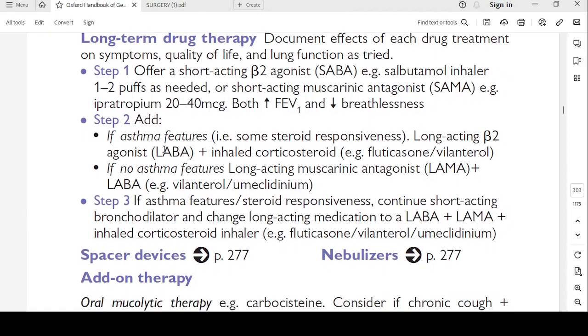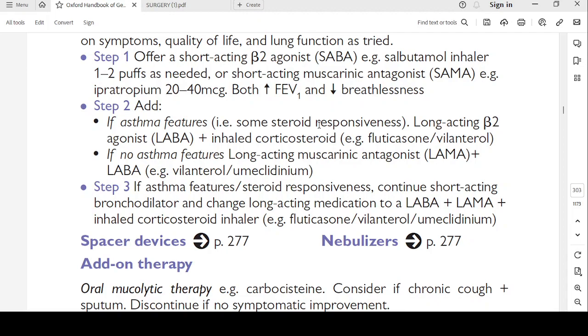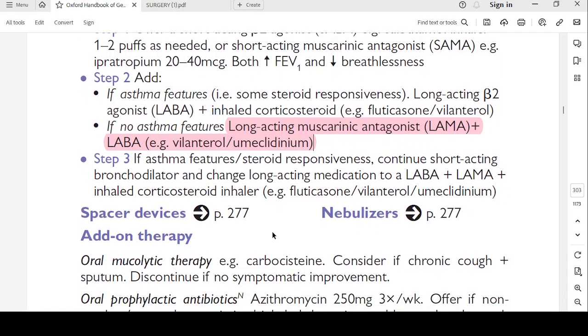Step 2: add. If asthma features are present, some steroid responsiveness, add a long-acting beta 2 agonist plus inhaled corticosteroid, fluticasone and vilanterol. Fluticasone and vilanterol combination: LABA and steroid. If no asthma features are present, use a long-acting muscarinic antagonist LAMA and LABA, vilanterol and umeclidinium. So this is a LAMA and LABA combination used in COPD. If no asthma features, this is the second line.